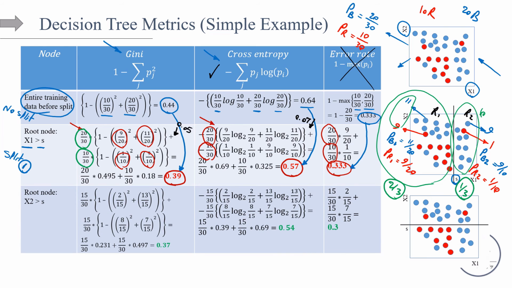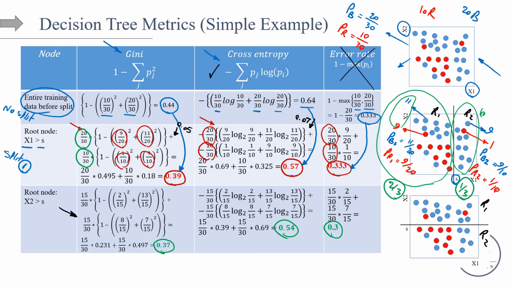So I leave this one as an exercise. I want you to go ahead and do the same thing that I did. Define them like R1, R2, write down the probabilities of blue and red, write down the probabilities of region 1 versus region 2, and try to calculate these numbers. Just confirm these splits, right? We're going to end up with this split, with this number for Gini, this number for cross entropy, and this number for error rate.